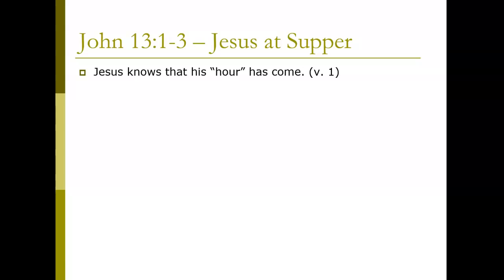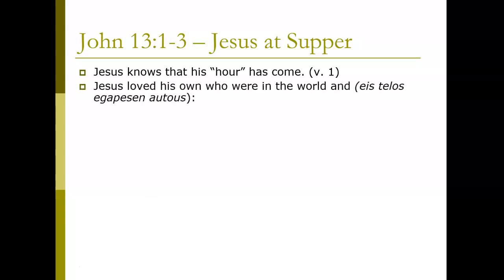So, first of all, that Jesus knows his hour has come. So throughout the gospel, there's been references to this hour. And so for John, the hour of Jesus' glorification is going to be the crucifixion, not just the resurrection, but the crucifixion itself. And so that hour, meaning that is significant event, not a 60-minute period, but a significant event is upon him.